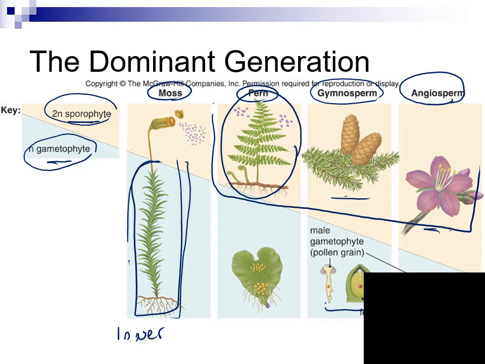But when you get to the fern, which is the next step up, you see that the gametophyte is becoming less dominant and the sporophyte is becoming dominant. And when we get to gymnosperms, which are cone-bearing plants, the sporophyte generation is dominant and the gametophyte generation is tiny, it's microscopic. And the same thing with the angiosperms, which are the flowering plants. They have a dominant sporophyte and the gametophyte is tiny.